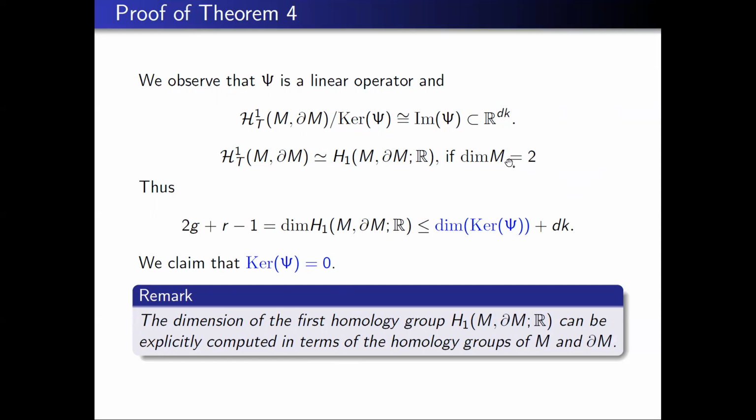And because M is a surface, the dimension of M is 2. So we have H^1_T equals the first homology group H_1(M, boundary M; R). Thus, we have this equality. Now we claim the kernel of phi equals 0. That means the kernel of phi is trivial.